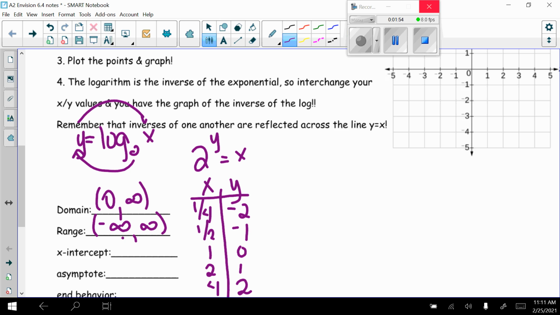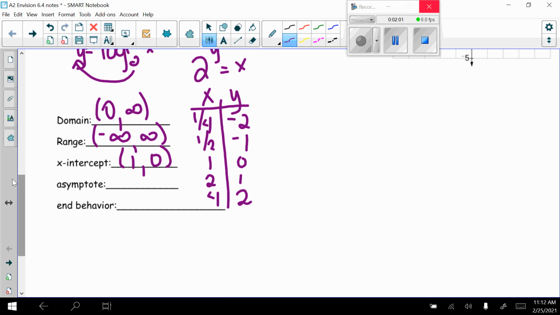The x-intercept of a logarithm with no transformations is always the point (1, 0). The asymptote of a logarithm with no transformations is always the vertical line x equals 0. The end behavior: we're going to look at as x approaches 0, what does y do? And as x approaches infinity, what does y do?